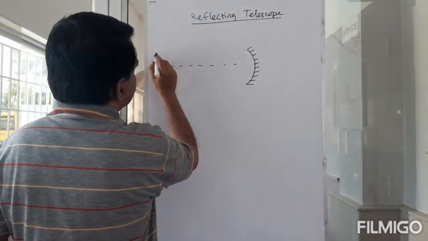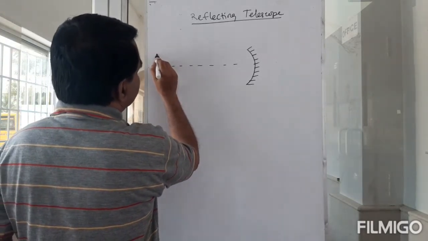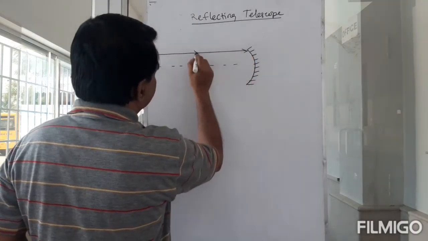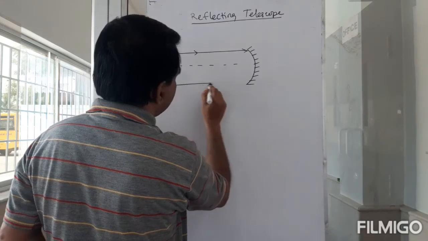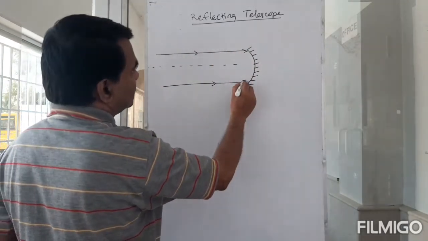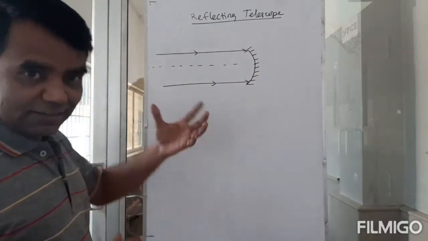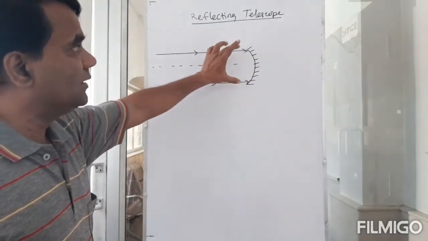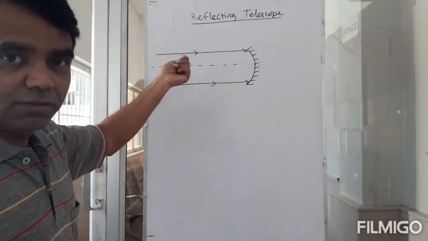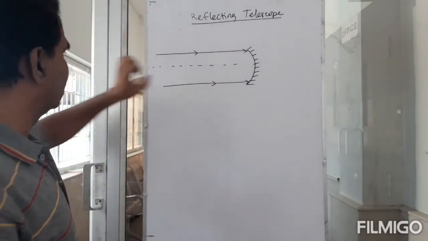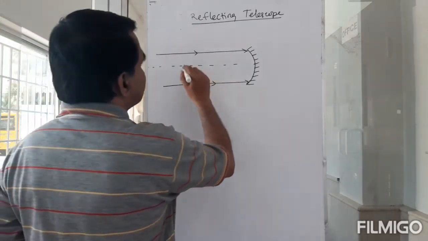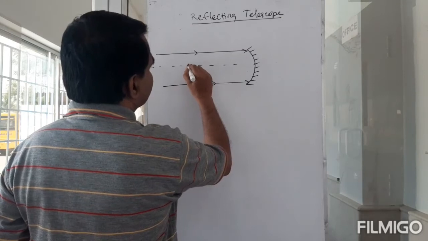So what happens is that right here, all these rays come and hit there. Then they will be converging at the focal point. With parallel rays coming from infinity, the parallel rays will converge at the focal point. So this would be the focal point.